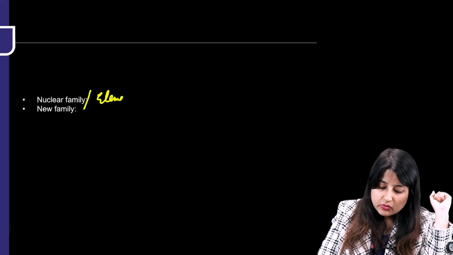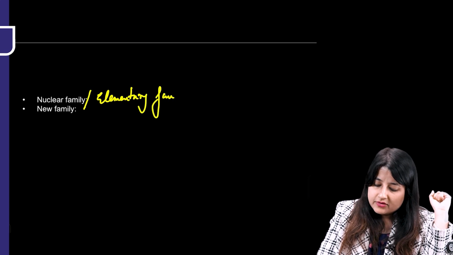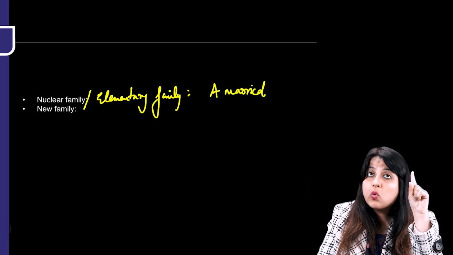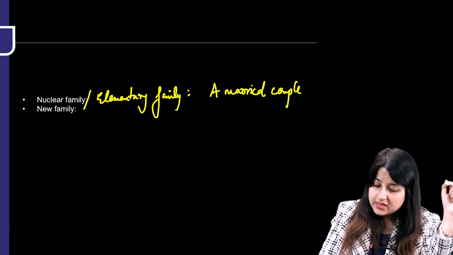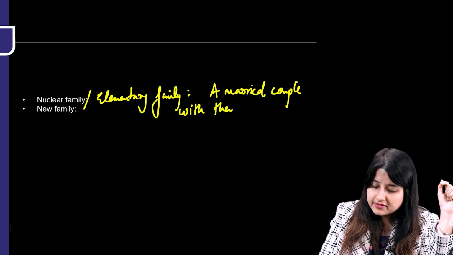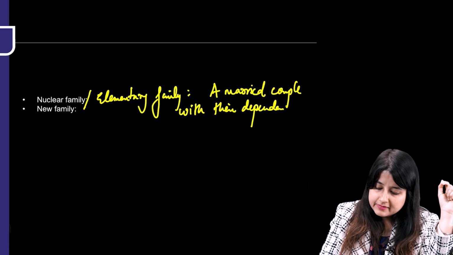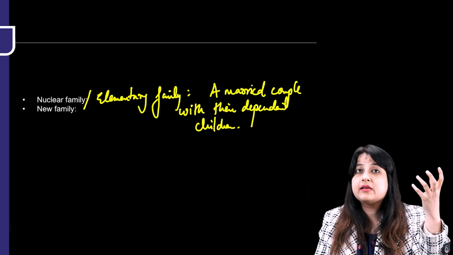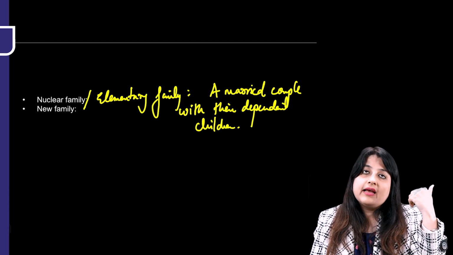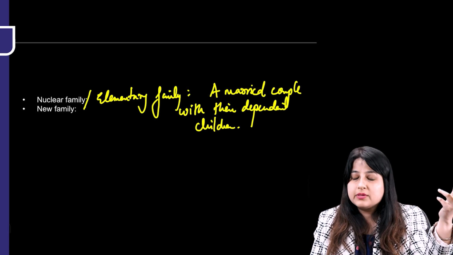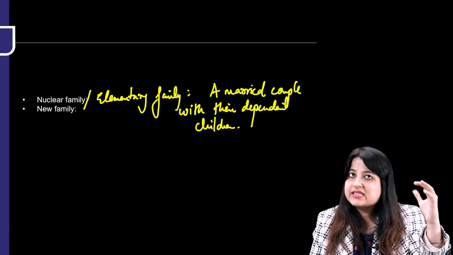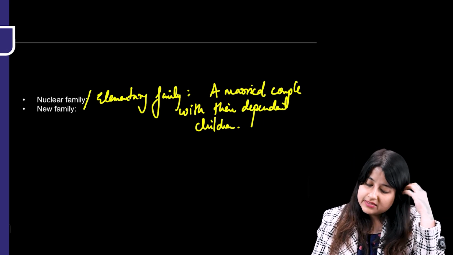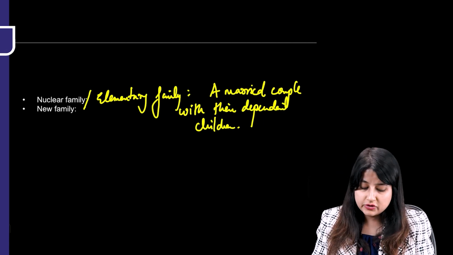Nuclear family is also known as elementary family. So what is a nuclear family? A married couple, just one couple, with their dependent children. Suppose a couple has newly married and the male person is not putting up with his parents, so the couple has gone and is residing in some other city or town. They are also nuclear only. But technically, the definition is a married couple with their dependent children.